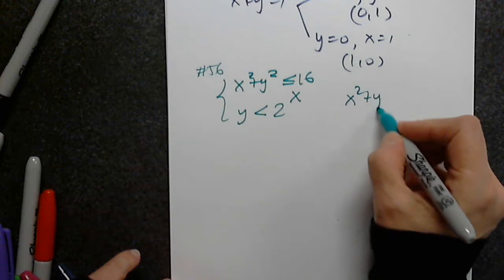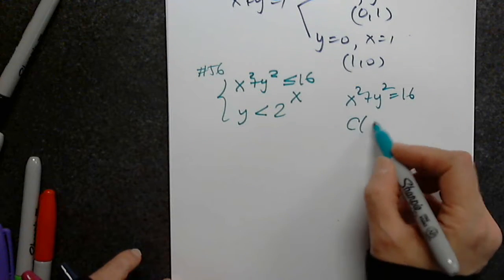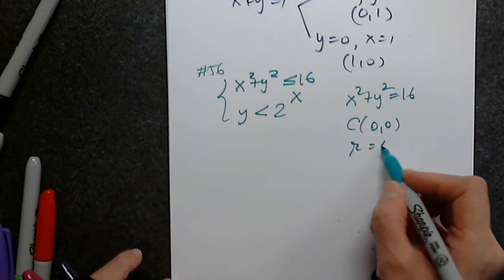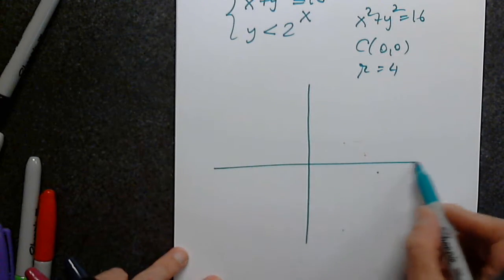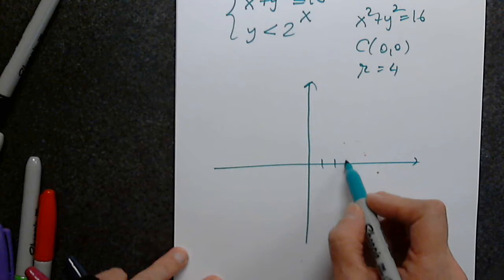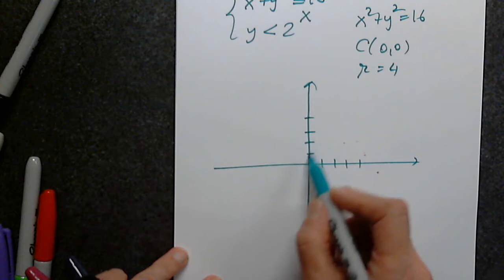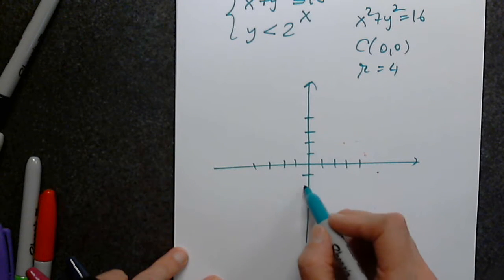So the equation, I have to write it. The center is still 0, 0, and this time the radius is 4. 1, 2, 3, 4, in each direction.